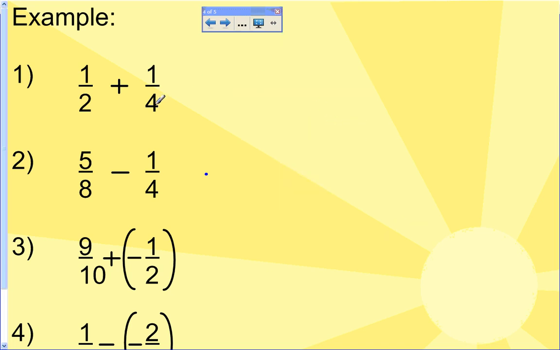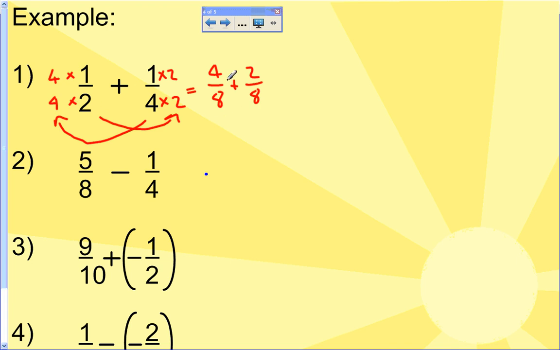If I couldn't figure out what the least common denominator was, I can always take this denominator, 4, and multiply the top and the bottom of this fraction by 4. Right? So I'm just taking this 4 and multiplying the top and the bottom of this fraction by that. And I can take this 2 and multiply the top and the bottom of this one by 2. Took the 4, multiplied it over here, took the 2, multiplied it over here. And now let's see what I have. I have 4 over 8 plus 2 over 8.